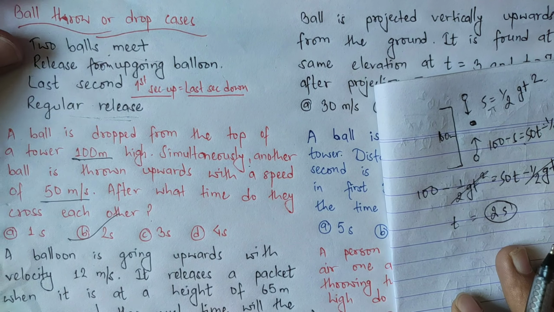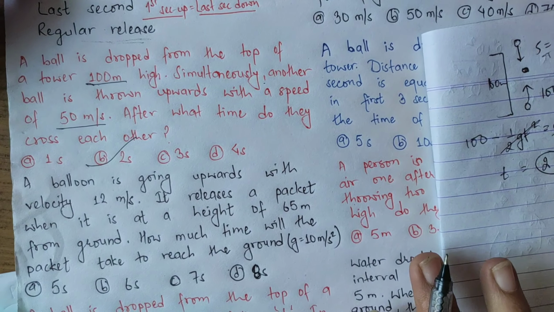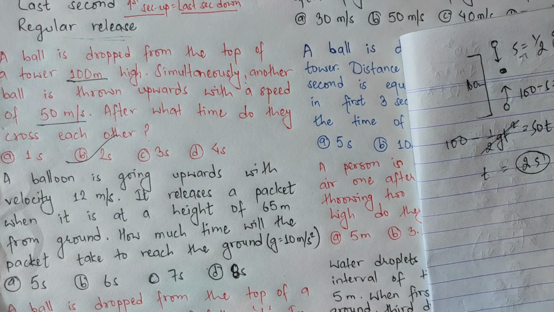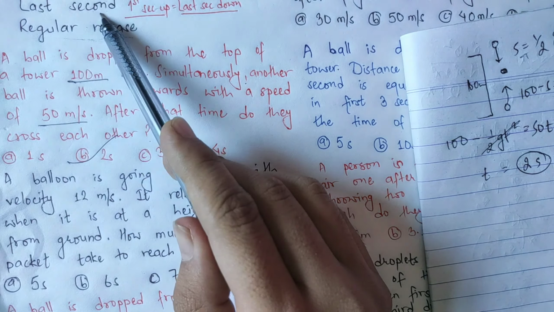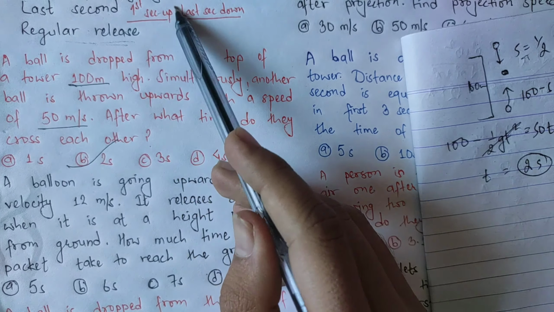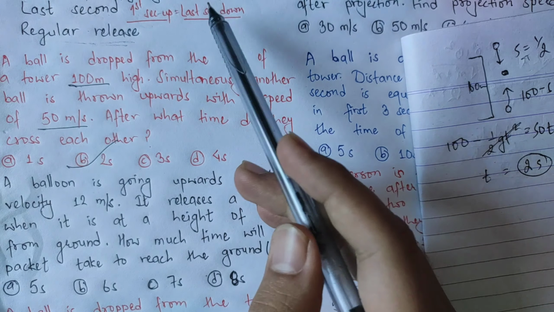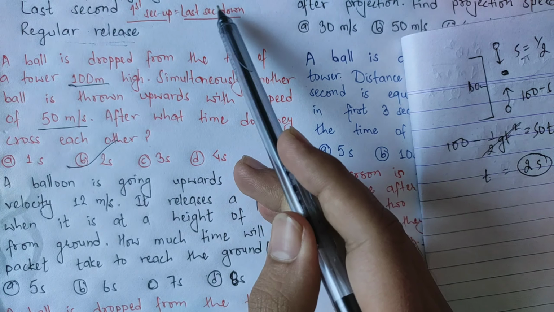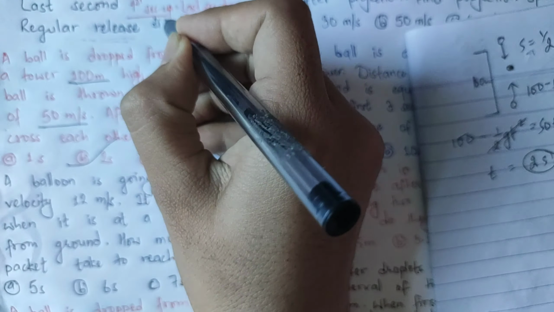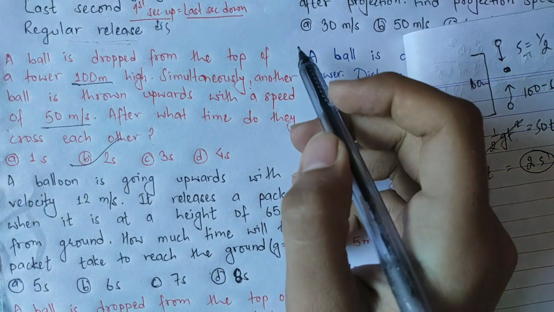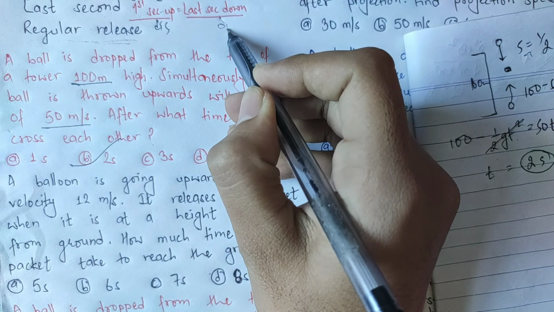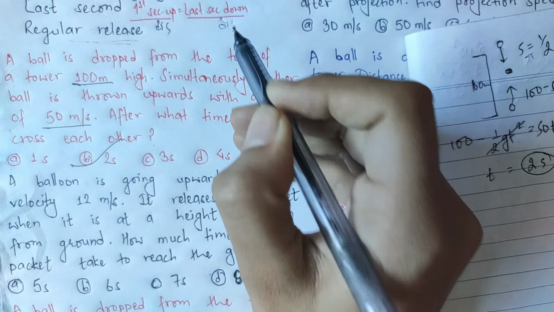Now let's move on to the next problem. A balloon is going upwards with velocity 12. Well, in this case, the last second case, you have to consider that the first second upward distance is equal to the last second downward distance.